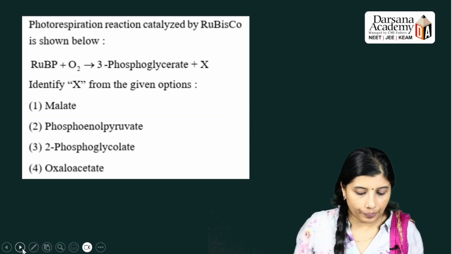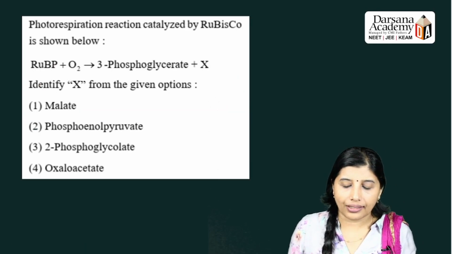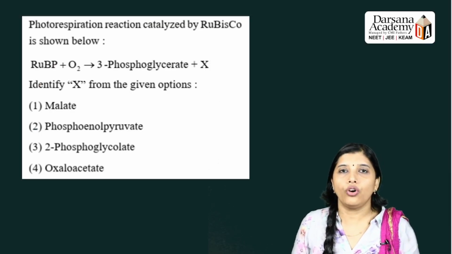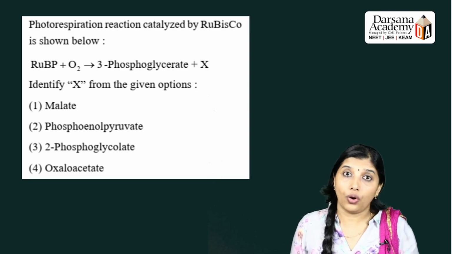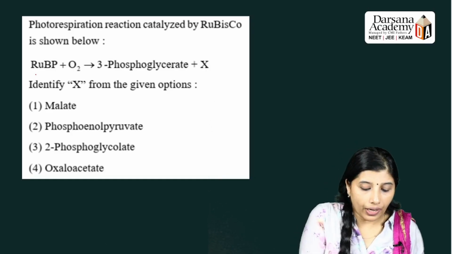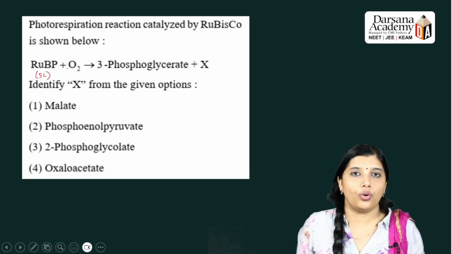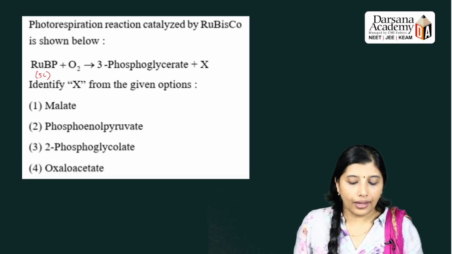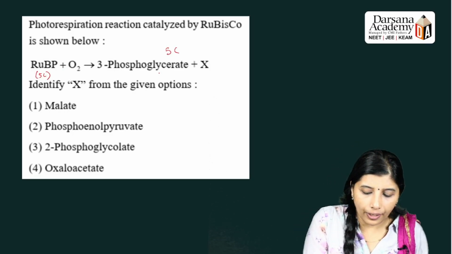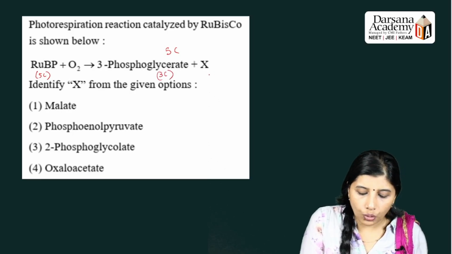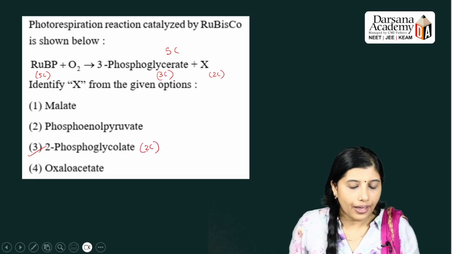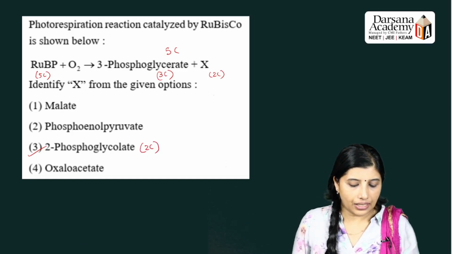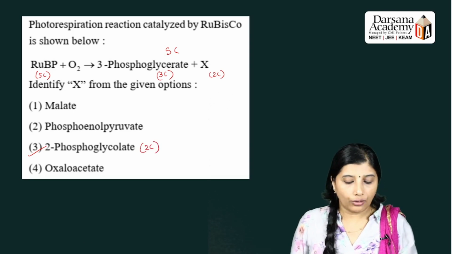What about the next question? The photorespiration reaction catalyzed by Rubisco is shown below. Rubisco, ribulose bisphosphate carboxylase oxygenase, is the most abundant protein in the biosphere, present in all plants. RuBP, a 5 carbon compound, undergoes oxygenation. The 5 carbon compound gives 3-phosphoglyceric acid and the 2 carbon phosphoglycolate. Phosphoglycolate is the answer for this question, option 3.